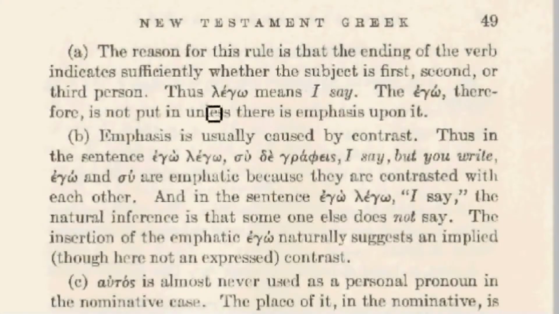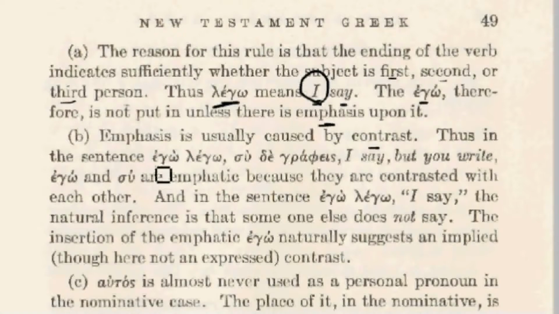Machen gives further explanation of this rule over on page 49. You'll notice he says the reason for this rule is that the ending of the verb indicates sufficiently whether the subject is the first, second, or third person. So lego means "I say," and we don't need to give a separate pronoun in Greek. The ego is not necessary to the sense of the sentence, so normally it's not going to be included unless there's going to be some kind of emphasis, as if to say, "I say," as opposed to someone else says, you see. Emphasis usually stands for contrast.